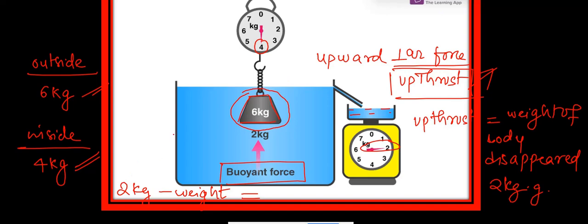Ma'am, how to measure it? The displaced water will flow all over the bucket, right, ma'am? Then how to measure it? What we have to do is we should not fill the bucket completely. We should not fill it till its brim. We have to leave some space.